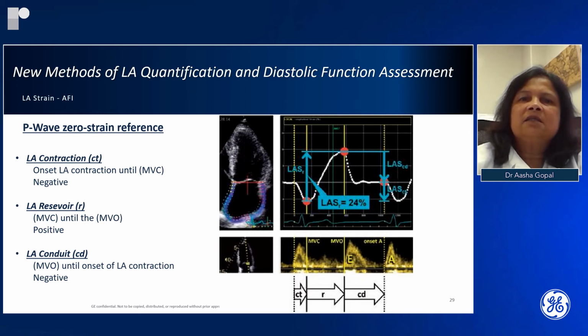Now, if you gate differently and decide to use P2P gating, the strains are still computed using the same initial and final endpoints and have the same sign, but their values are slightly different. The reservoir strain is now 24% as compared to 27% using R2R gating. Now, most software packages recommend R2R gating since R wave detection is easier than P wave detection. So that's just something that you should be aware of, the type of gating that you're using.